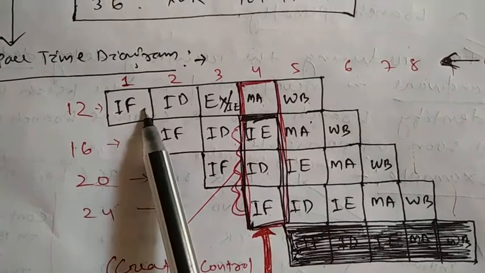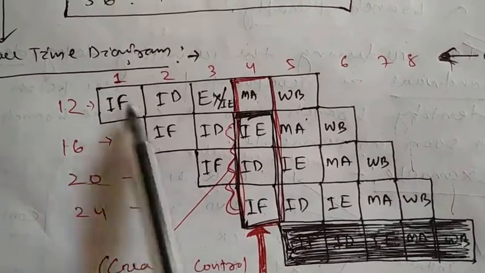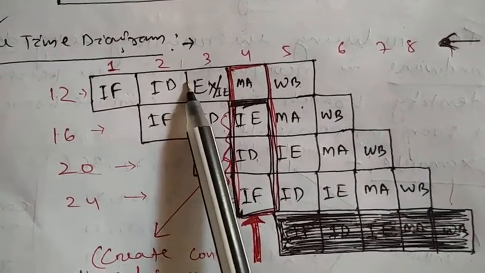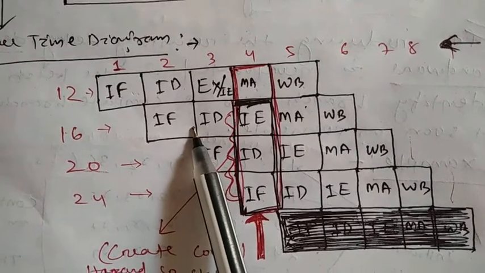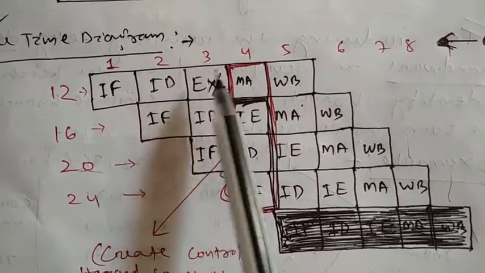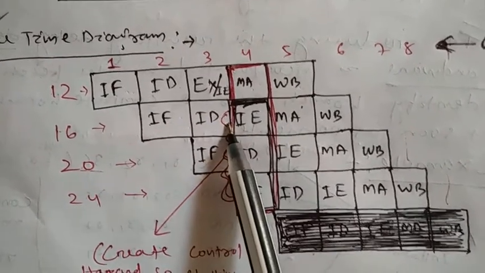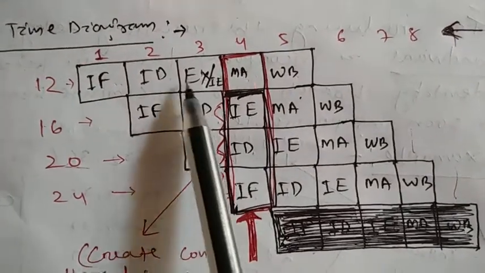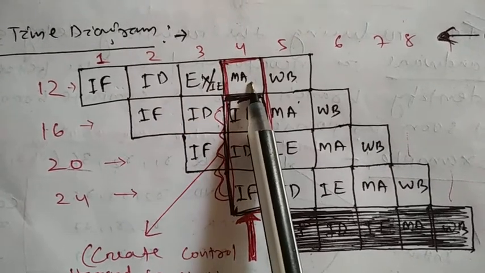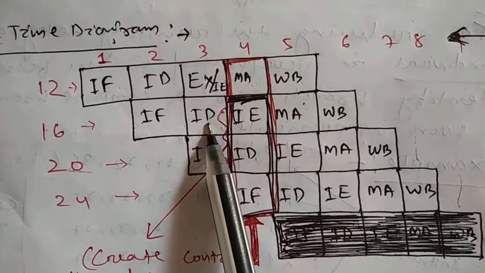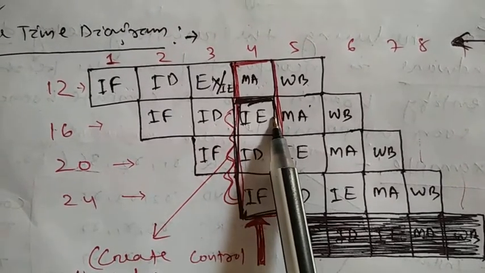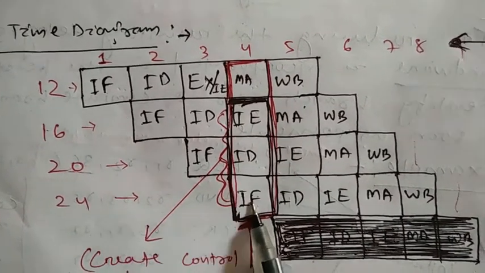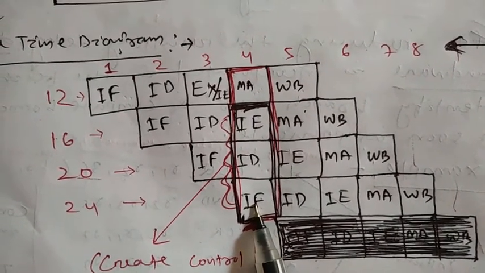Similarly, when the 12 instruction completes its first phase and jumps to the second phase, at the same time the 16 instruction will load into the pipeline. Again, when it jumps into the third stage and the next to the second stage, at the same time the 20 instruction is loaded into the pipelining. Similarly, when the 12 instruction jumps to memory accessing, the 16 instruction jumps to instruction execution, and the third instruction jumps to instruction decode, at the same time the fourth instruction will be loaded to the pipeline.